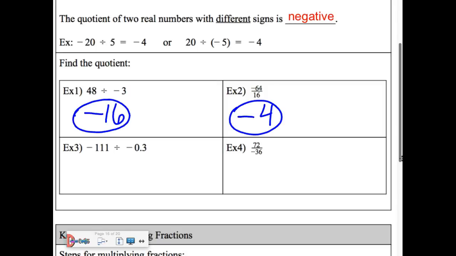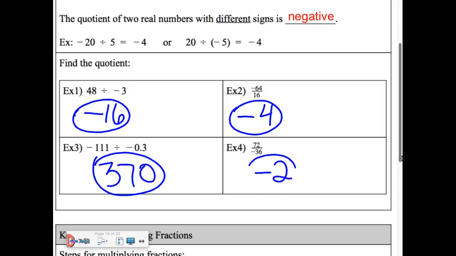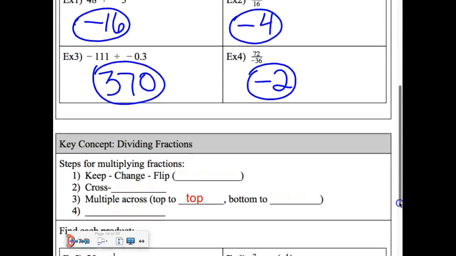All right, we're going to get a little bit crazier, a little bit larger numbers. This time I have a negative divided by a negative, so it is going to be positive. I'm going to grab my calculator and I'm going to say 111 divided by 0.3. And when I do that, I'm going to get 370. So as you can see, we for sure want to have a calculator today. All right, this next one, I have a positive divided by a negative, so I'm going to take 72 divided by 36. I do have a positive divided by a negative, so I know I'm going to have a negative, and we are going to have negative 2. I'll be honest, that's kind of the easy part of our day. Our calculator is going to do a lot of the work for us.